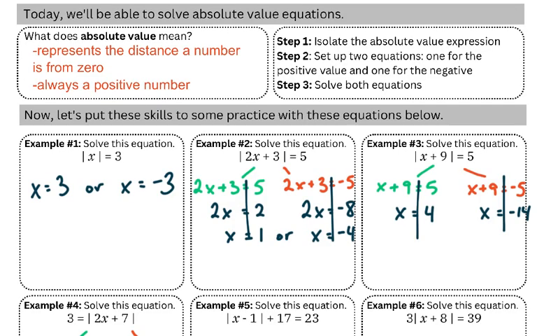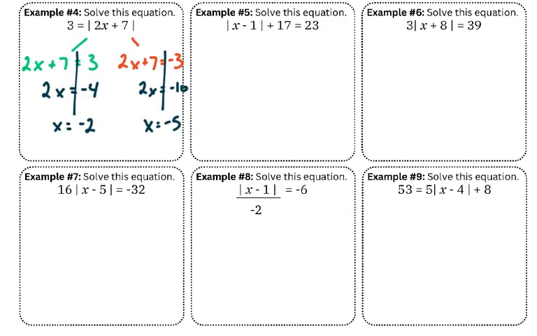Before we look at the next example, let's look at our steps. Step 1 is to isolate the absolute value expression first. In all the examples so far, the absolute value part has already been isolated, except for in example 5. To get the absolute value of x minus 1 by itself, you have to get rid of the plus 17. So you should subtract 17 from both sides. And now the absolute value part of the expression is isolated.